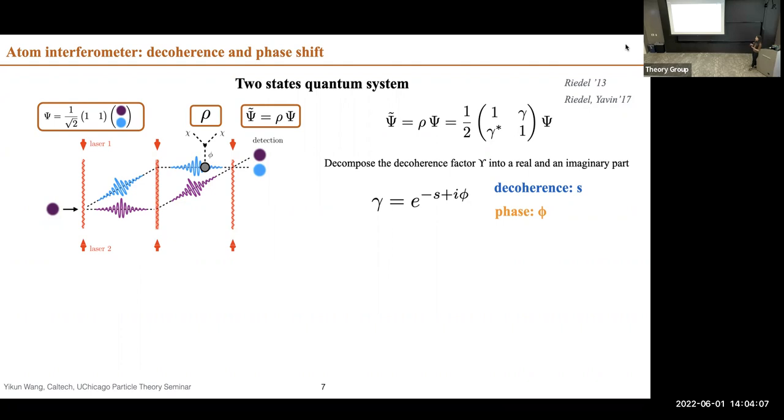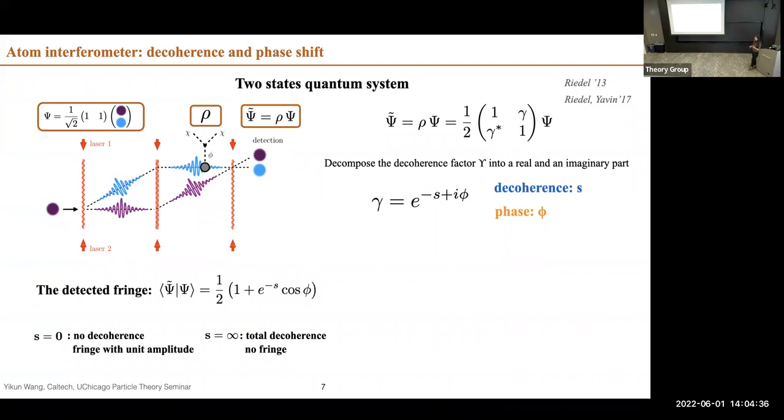The off-diagonal element gamma here contains the decoherence and the phase information, which you can decompose into a real part and an imaginary part. I will show you why we identify this real part as a decoherence factor and the phi as a phase factor in a moment, just hold on. So basically, after this rho matrix, your final state becomes phi tilde, and now you can calculate the change of your detected fringe, just pairing together this final state and initial state, and after simple algebra it comes to an expression that depends on e to the minus S and cosine phi.